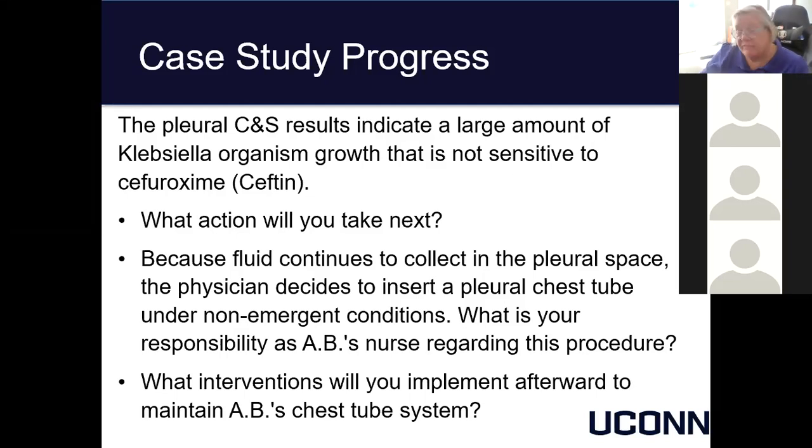Exactly. So we need to advocate for our patient. Now the fluid is recollecting in the pleural space, and they're going to insert a chest tube. And so how are you going to work with the patient in this case? How are you going to get ready for this procedure?